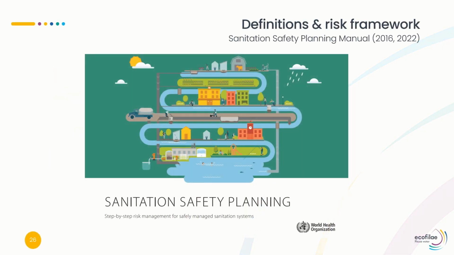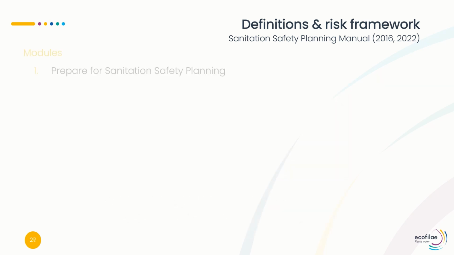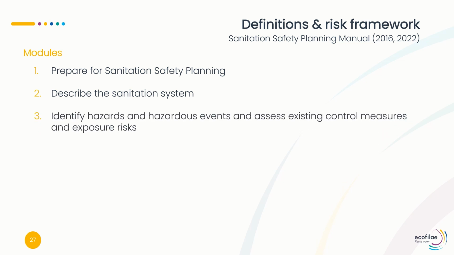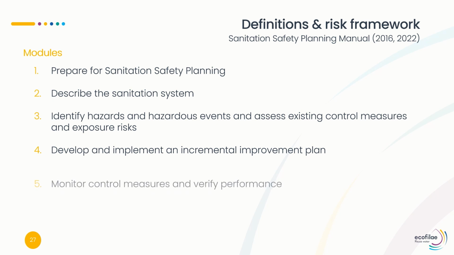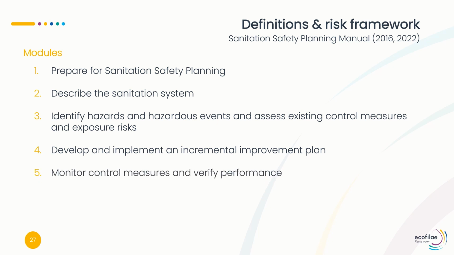The manual itself is available for download from the WHO website. It was first published in 2016 and an updated second edition was released in 2022. It takes project managers through a logical series of modules where you'll need to prepare for the sanitation safety planning activities, describe the current and future sanitation system, identify hazards and hazardous events, and assess existing control measures and exposure risks, develop and implement an incremental improvement plan, monitor control measures and verify performance, and develop supporting programs and review plans.